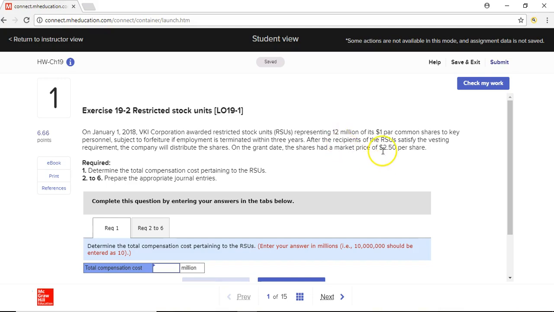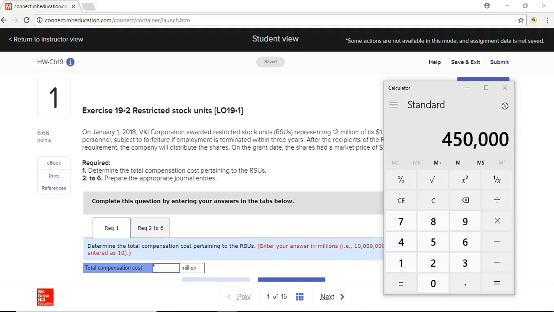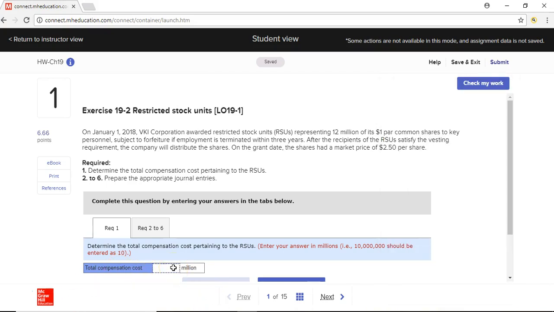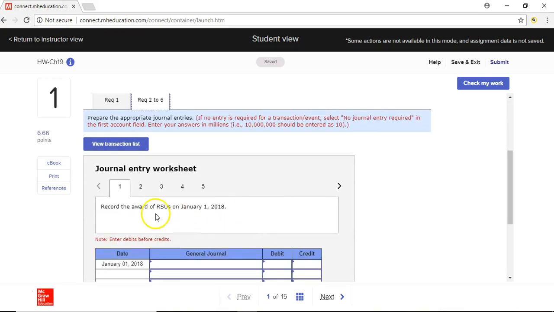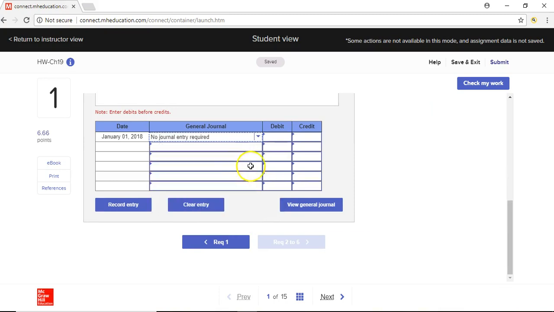So 12 million multiplied by $2.5. The company granted $30 million of restricted stock units. And then on the grant date, the company will not record anything. There is no cash distributed and no real stocks distributed. So on the grant date, no journal entry is needed.